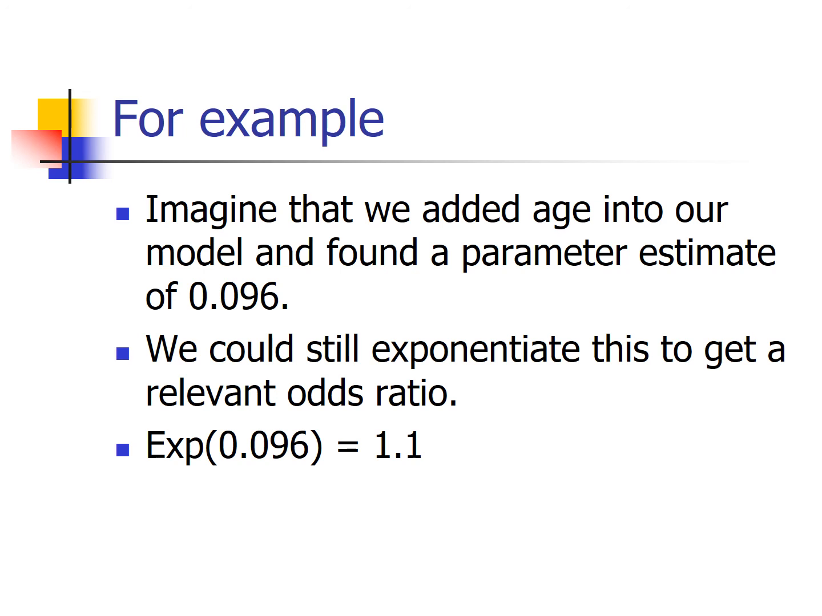So for example, imagine that we added age into our model, and imagine that SAS gave us a parameter estimate of 0.096. How would we interpret that? Well, the 0.096 does not really have an immediate interpretation. But if we exponentiated that, we do get an odds ratio. So how do you interpret an odds ratio with respect to a continuous numeric variable? In this case, we exponentiate, we get 1.1. How do we interpret that 1.1?